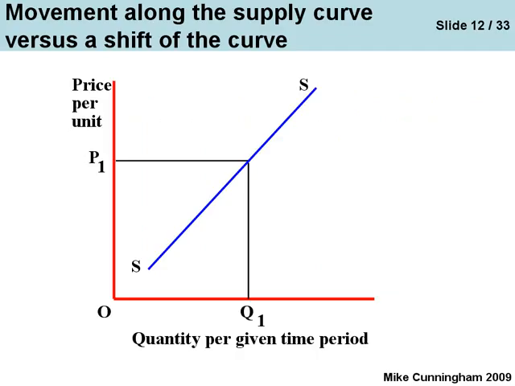Here's the supply curve, and here's the price of P1 and the quantity of Q1. Now, if we change the price to P2, P3, or whatever, then we would simply read off the associated outputs for each price. We would take the line across to the supply curve and take it down to the quantity axis and read off. It's just like reading a graph when you're at school. So changing the price is moving along the curve. We simply shift or slide along the supply curve to read out the associated quantities.